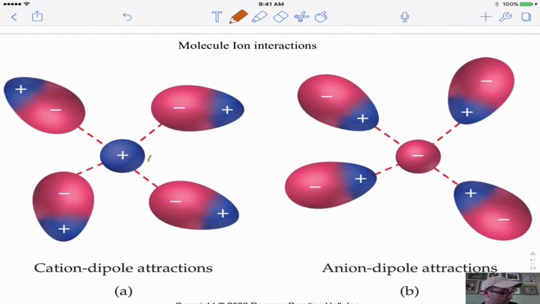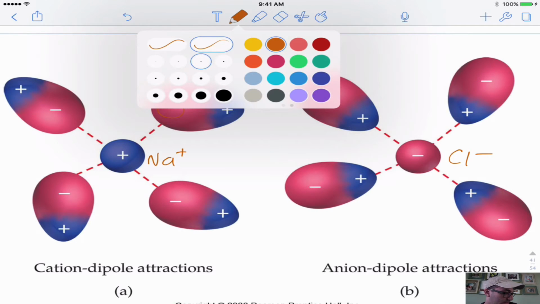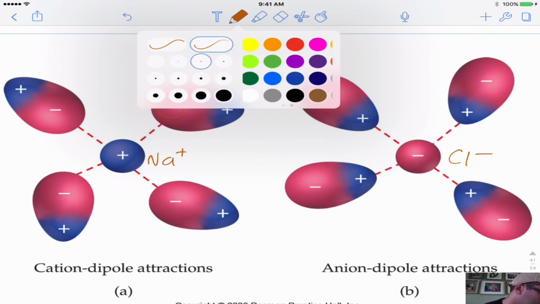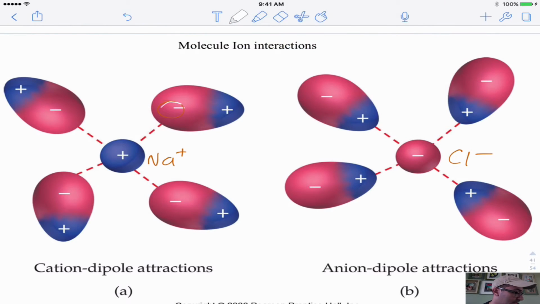So this would be, for example, my Na+, and this would be my Cl-. If this was water, this would be the oxygen right here, and here would be the hydrogens. And so the Na+ is attracted to the negative oxygen. On this side here, we have our H's and our O's, and it's attracted to the Cl-. Opposites will always attract each other. That's what causes these to stick together.